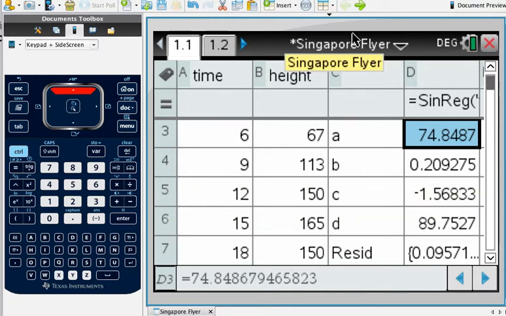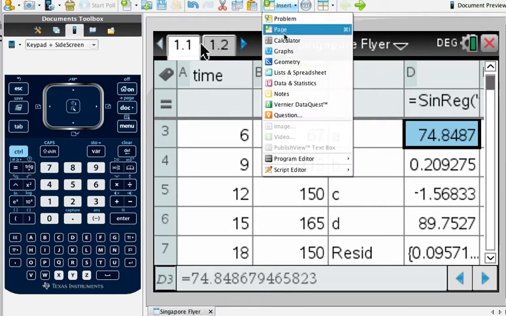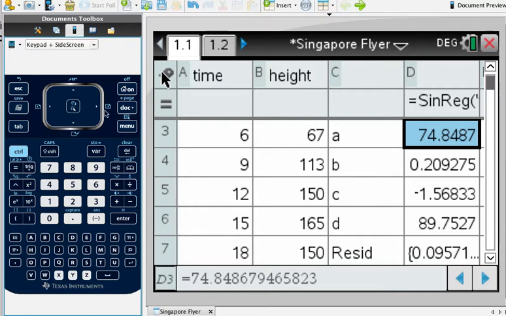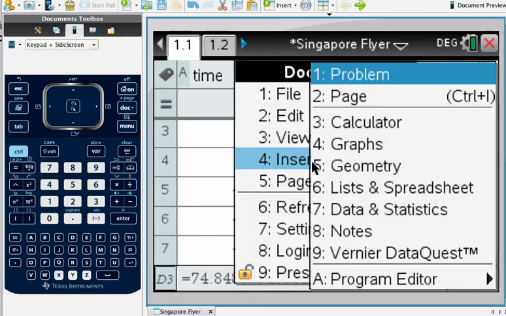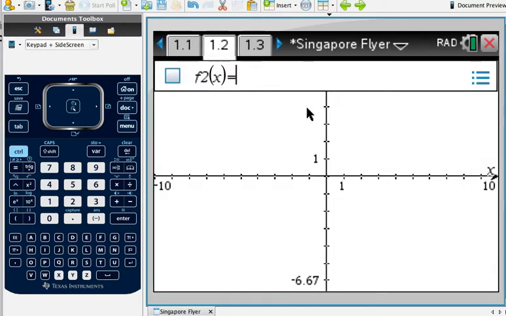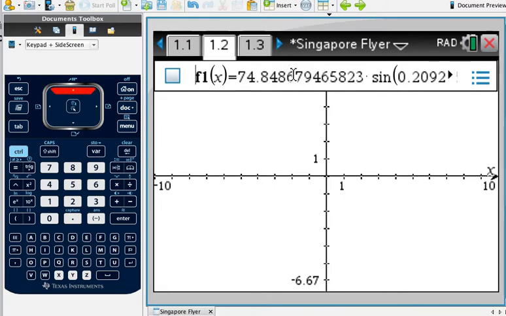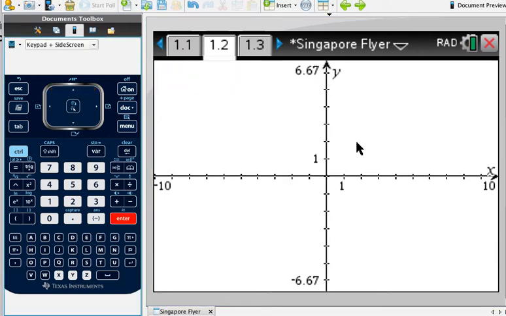But if we go ahead and insert a graph, oh, I'm not going to do it that way. I'm going to go to Document, Insert, and Graphs. Okay, remember that we start on F2 because F1 is where the calculator was that we just had. Once you scroll up to it and just push enter, it will be on your board or on your graph, but you notice there's nothing showing up. Reason why? You have to change your window.